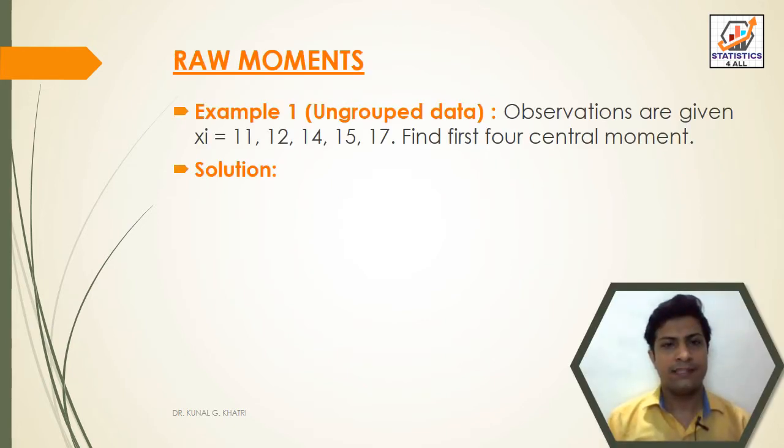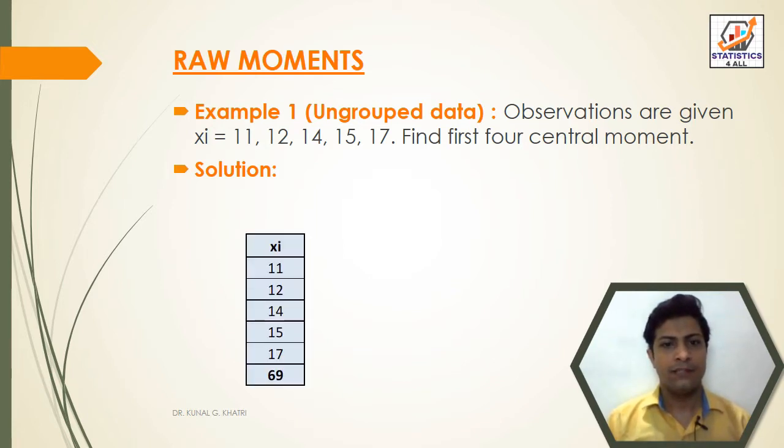Raw moments. Example number 1 on group data. Observations are given: xi is equal to 11, 12, 14, 15, 17. Find the first 4 central moments. Here, first of all, we write the xi value observations in table form: 11, 12, 14, 15, 17.